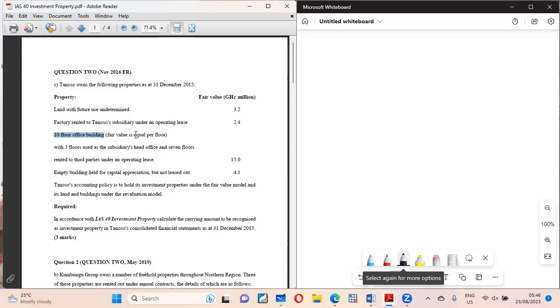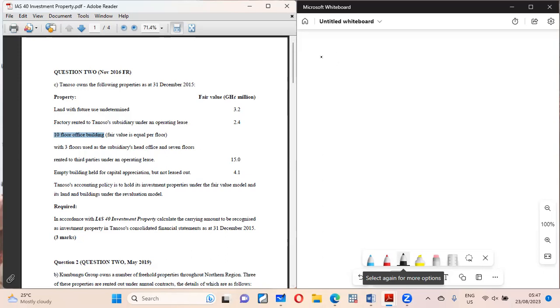Fair value is equal per floor. Okay, so they are trying to tell us that this is the one I told you about, that when part is PPE and part is IP, you split it, like I told you when I was doing the example for you. So 3 floors is used as the subsidiary's head office, and 7 floors is rented out to a third party for operating lease. So it means that we need to proportionate it and find out the IP part.